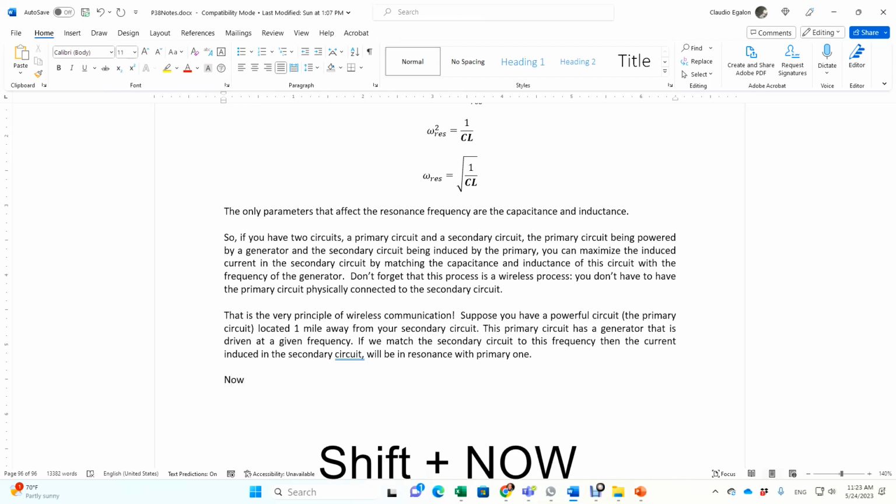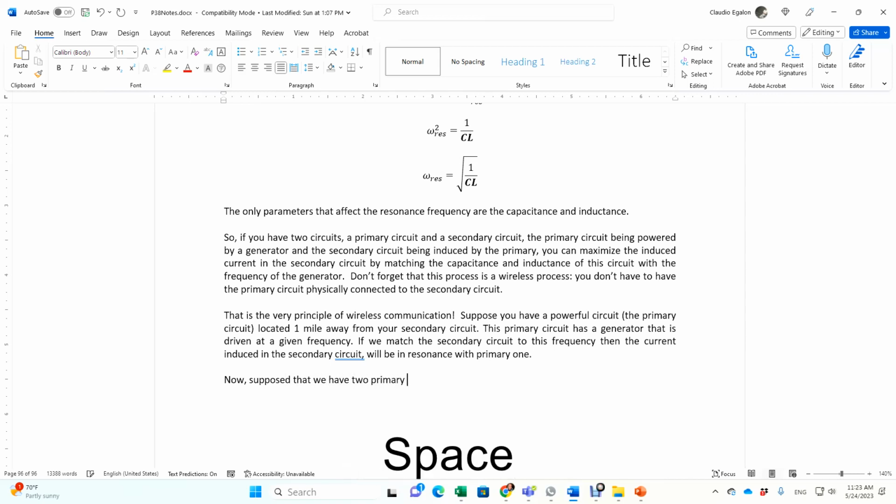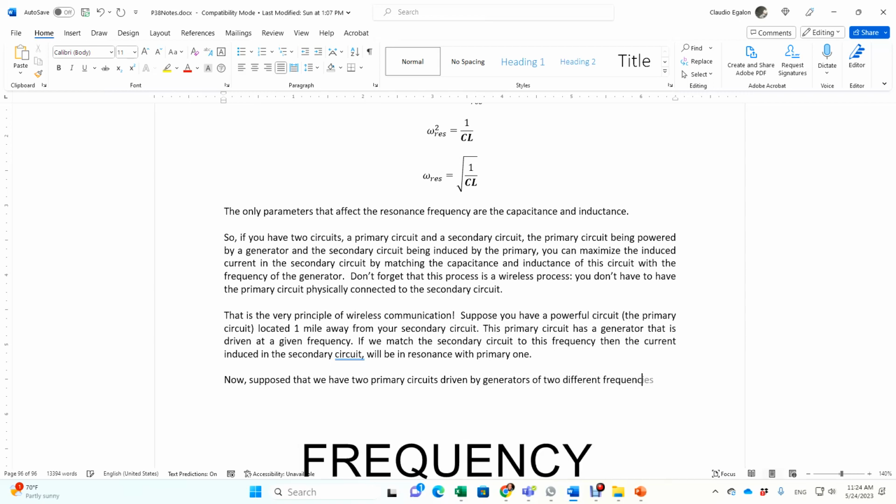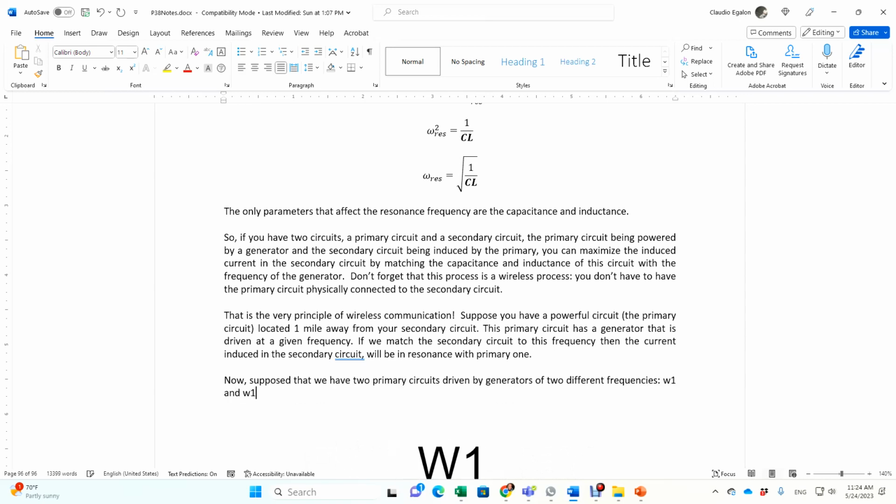Now, suppose that we have two primary circuits driven by generators of two different frequencies. Okay, you call them omega 1 and omega 2.